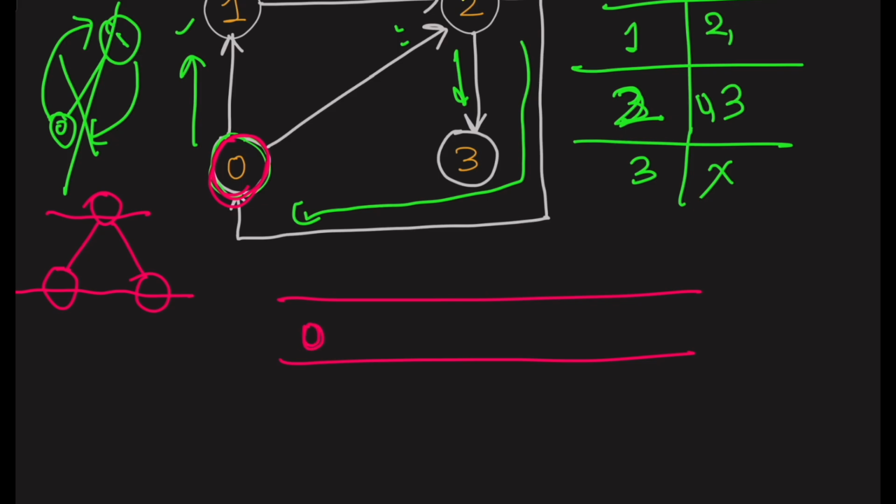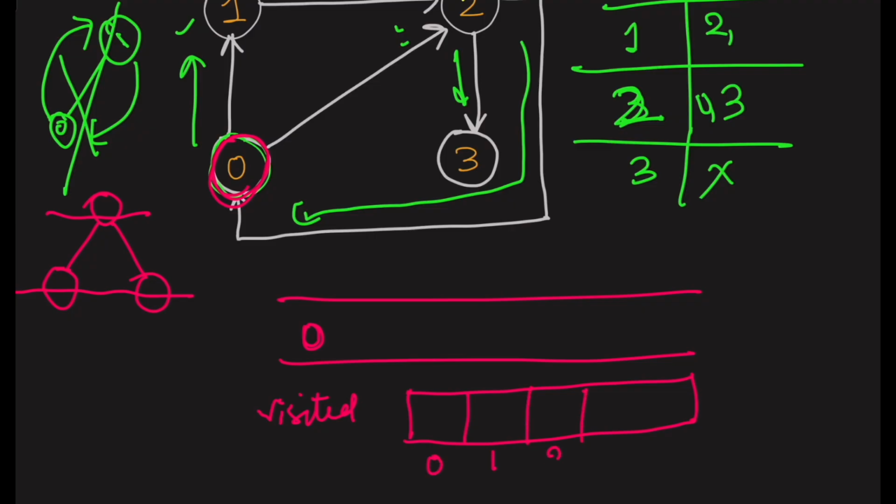Since it's a graph, we can end up in a cycle. That's why we need to take an array called visited, which will keep track of whether we have already visited the nodes or not. In this case we have 4 nodes: 0, 1, 2 and 3. Now 0 we have added to the queue, so we will mark it as traversed.